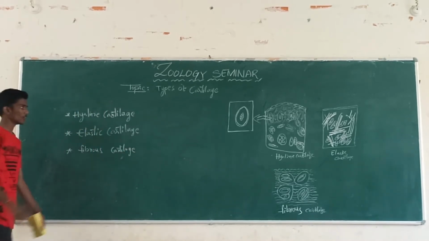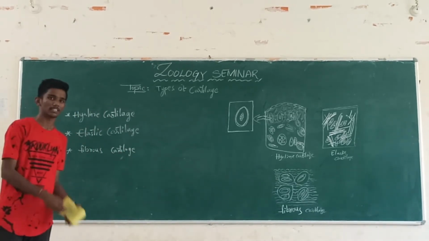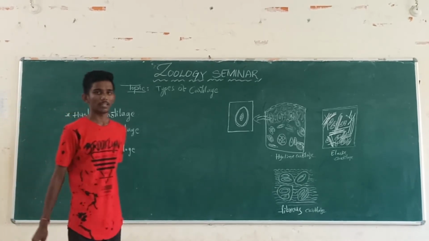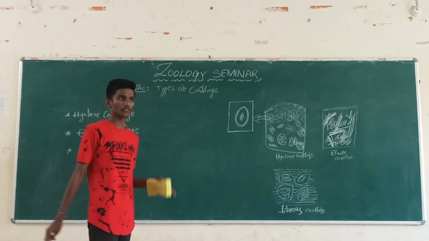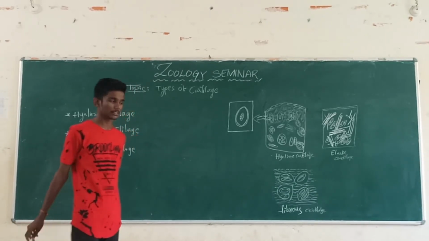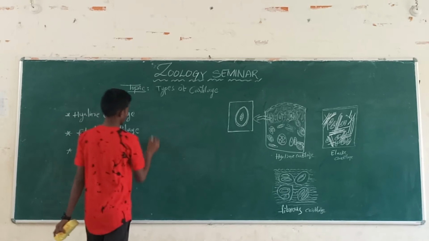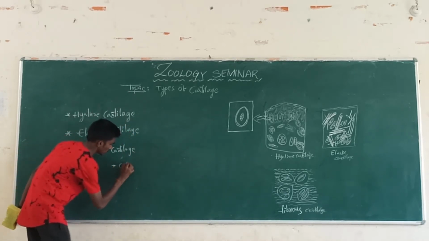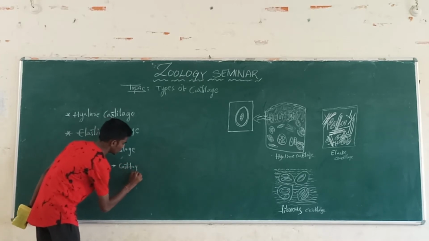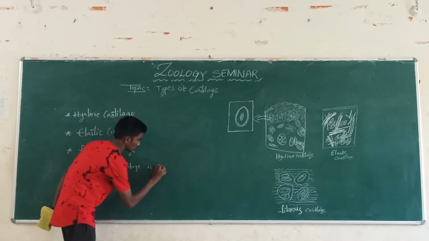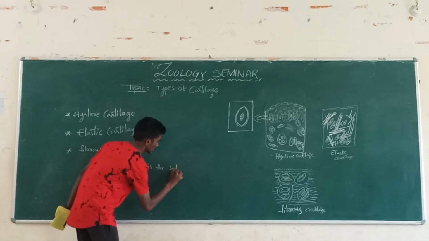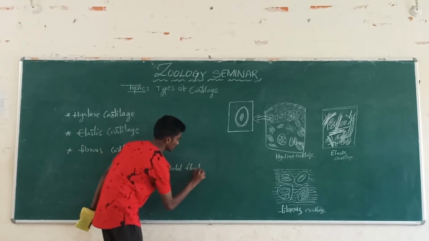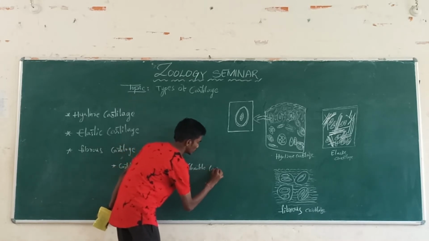Now, first of all, I would like to say what cartilage is. Cartilage is a solid, flexible connective tissue. Now I would like to say a few points about cartilage. The first point is that cartilage is a solid, flexible connective tissue.